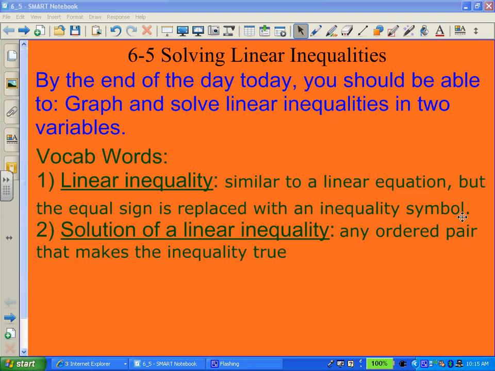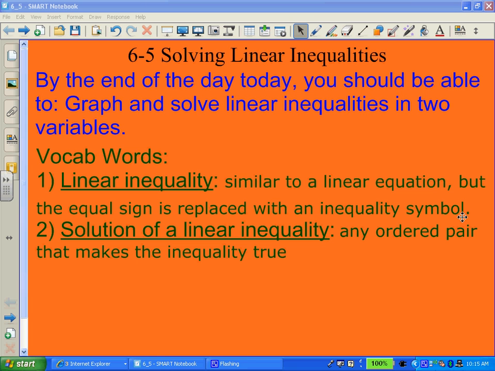Hello there, we're going to talk about 6-5 today, solving linear inequalities. Now you notice here the difference is it's inequalities instead of equations, and we dealt with inequalities back in chapter 3, and that's where instead of an equal sign we have an inequality symbol such as greater than, less than, greater than or equal to, or less than or equal to.